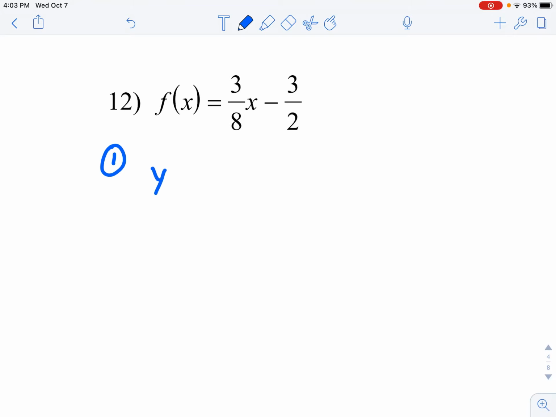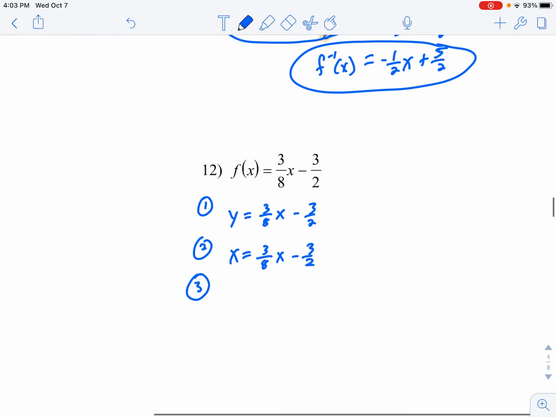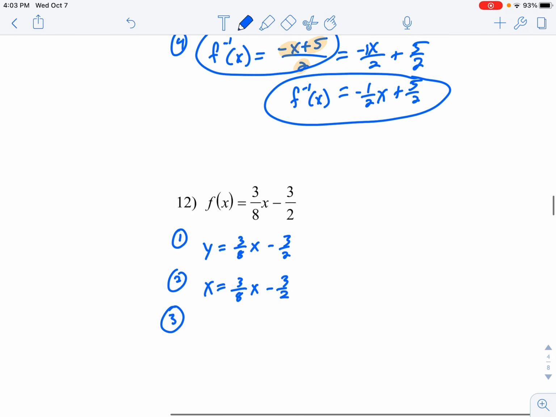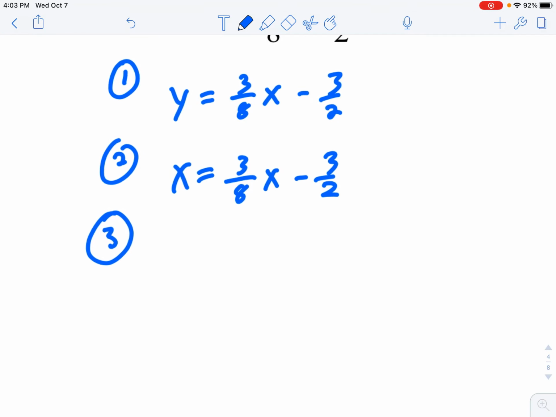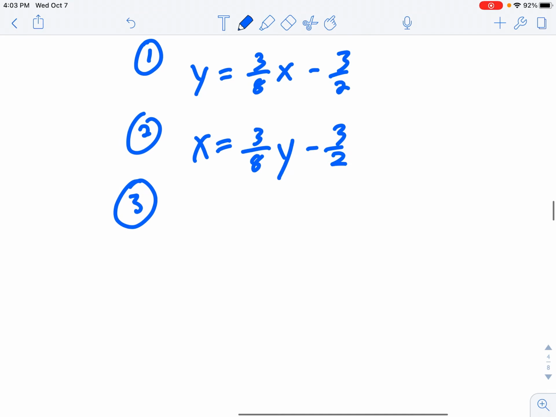So step 1, y equals 3/8 x minus 3/2. Step 2, x equals 3/8 y minus 3/2. Step 3, I'm not going to keep changing the color. I just wanted it to be clear that step 3 includes potentially a lot of work, so I did it in a different color. But here, oops, found a mistake. So switch x and y. That means that's supposed to be a y. So step 3, isolate y. I've got to go through whatever steps I need to. I'm going to rewrite it here.